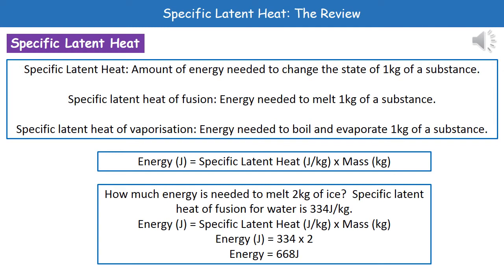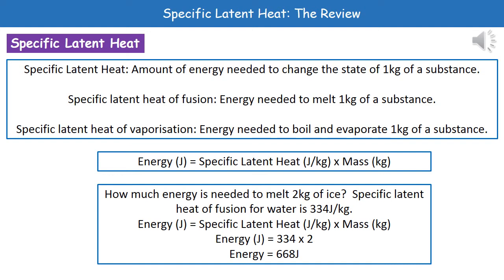So there are two values associated with this. We have the specific latent heat of fusion, which is the energy needed to melt 1 kilogram of a substance, so to change it from a solid to a liquid, and that's also the same if we're going from liquid to solid. And also we have the specific latent heat of vaporization, which is the energy needed to boil and evaporate 1 kilogram of a substance, so that's going from a liquid to a gas and vice versa.